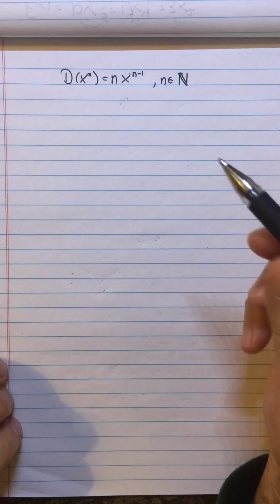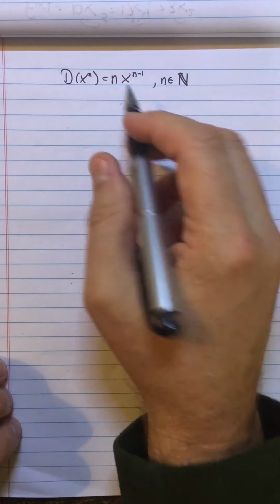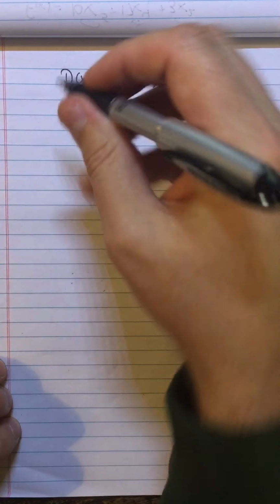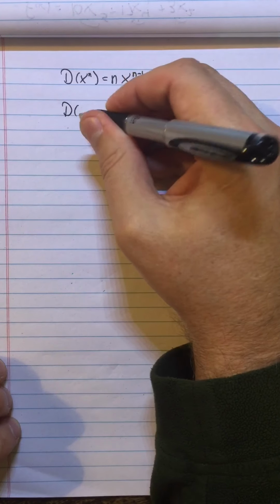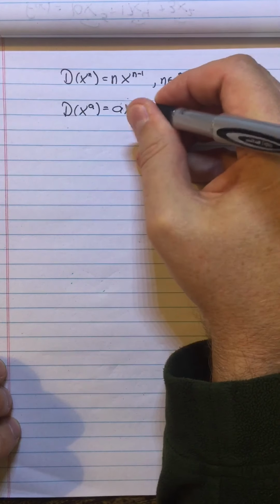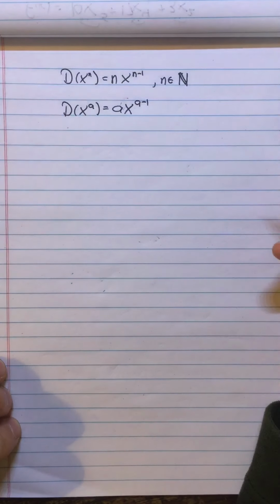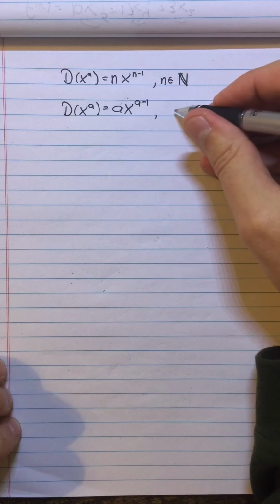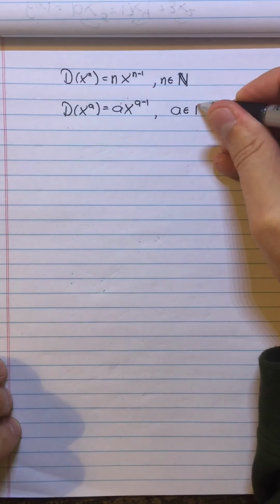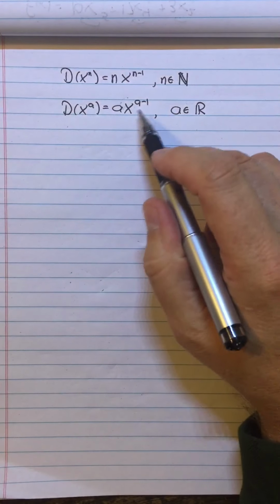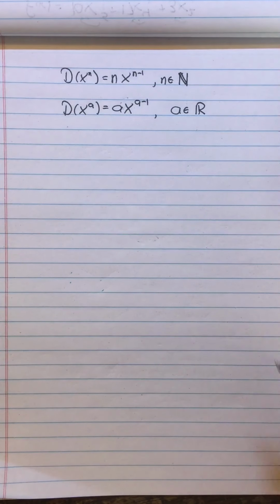All right, but here's what makes it even better. We proved this using Pascal's triangle. What we are not going to prove in this class is that, in fact, the derivative of x to the a equals a x to the a minus 1. Now, I really have not written anything different, just changed the variable. But the reason I changed the variable is because now I'm going to say a is any real number.